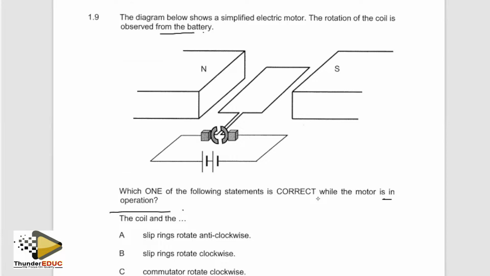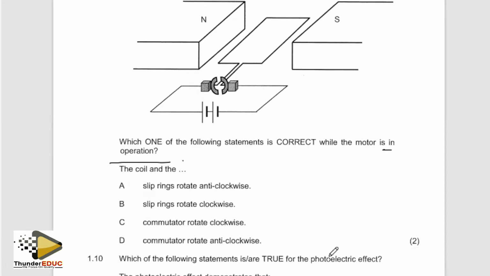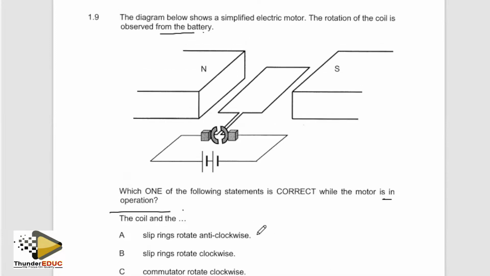So we need to get the direction of the coil. We have anti-clockwise and clockwise. If this is the positive terminal and this is the negative, we know that electricity will flow in that sort of direction. Now with the motor, we normally use the left-hand rule. So if this is our B, in that case, the current is acting in that direction.